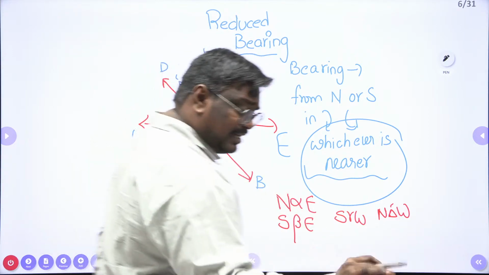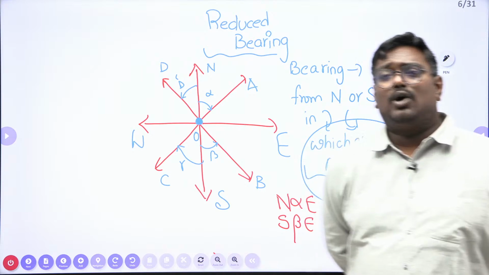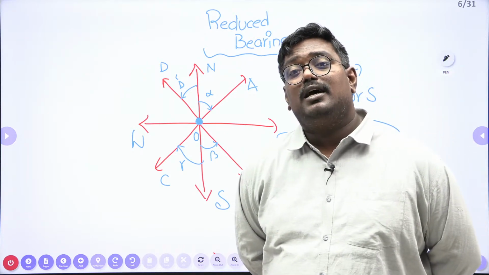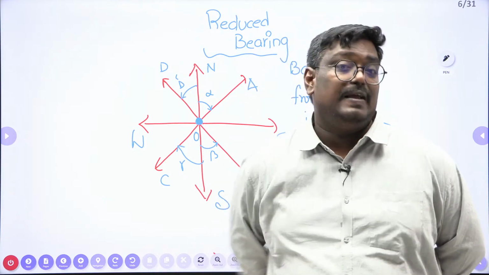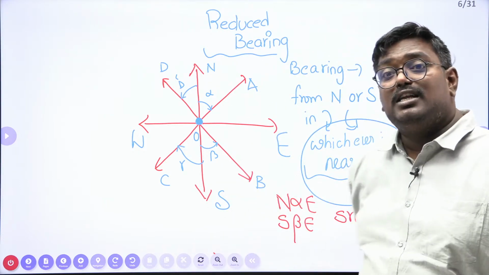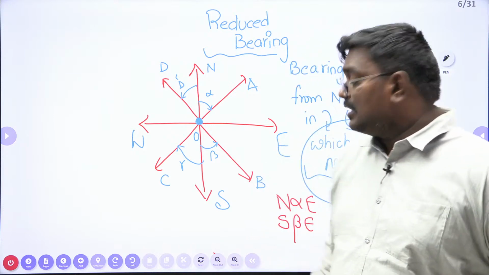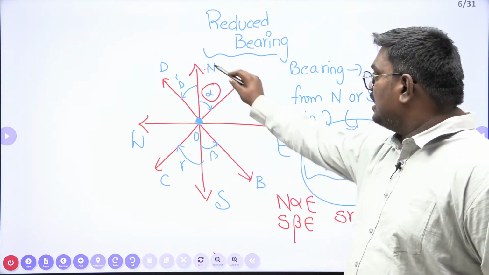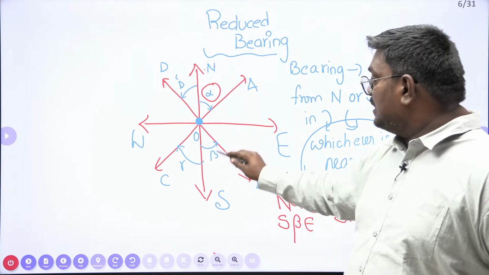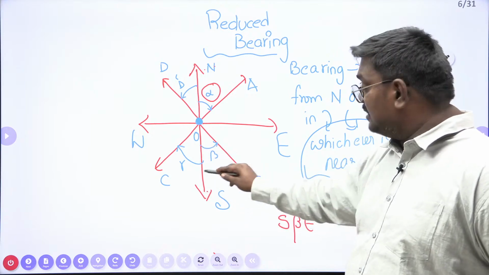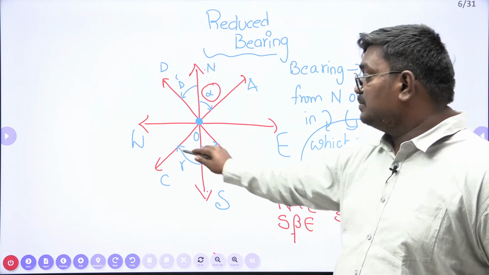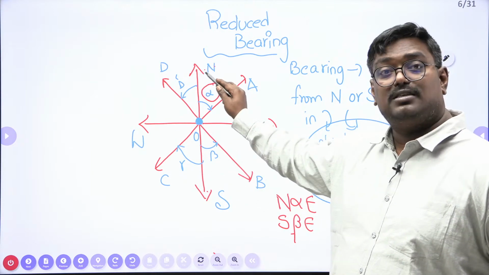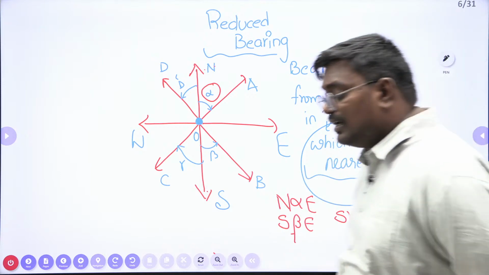In reduced bearing, my dear students, you have to mention the name. Naming convention is very important. In whole circle bearing, there is no requirement of naming convention, but in reduced bearing, if you are taking the first quadrant, it indicates northeast. In the second quadrant, it is measured from south towards east, so southeast. In the third quadrant, it is measured from south towards west, southwest, and in the fourth it is measured from north towards west, northwest. So this is how the names have been given.